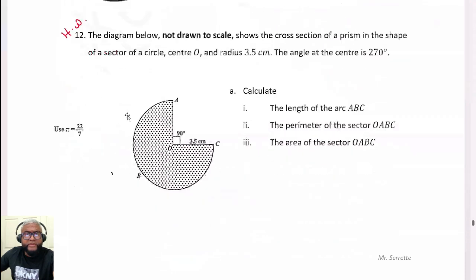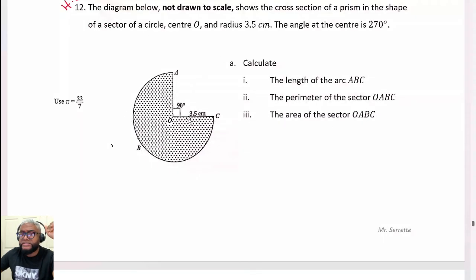Okay, we're going back down here. In the diagram, I already read this out. They said the angle at the center is 270. Now, this 270 degrees they're speaking about will be the angle within the sector. On the outside of the sector, we obviously have 90 degrees. So in here, this angle is 270 degrees.